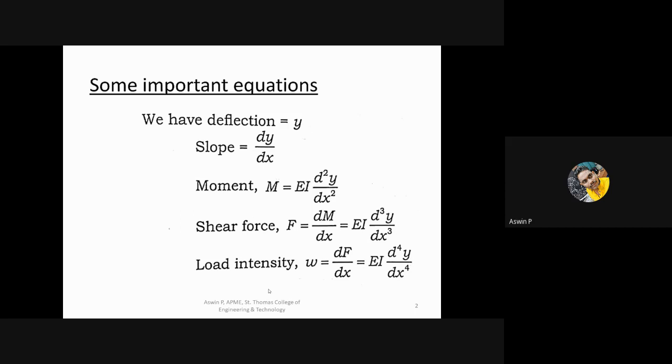And when you are differentiating with respect to x again, you will get shear force, that is dM by dx, or EI d cube y by dx cube. And finally, load intensity will be the derivative of shear force. These are simple equations. Only there is a small change, EI coming in the moment equation alone.